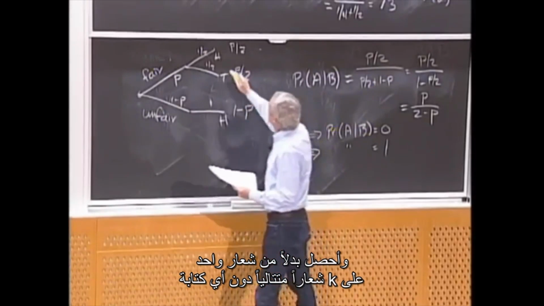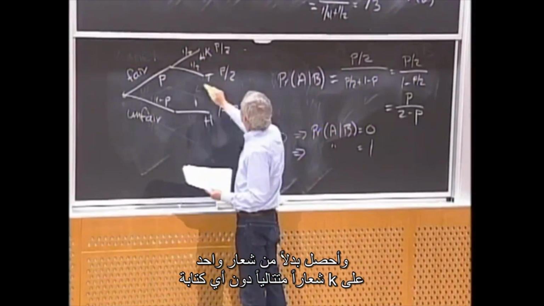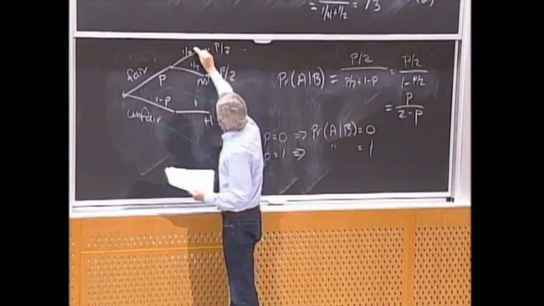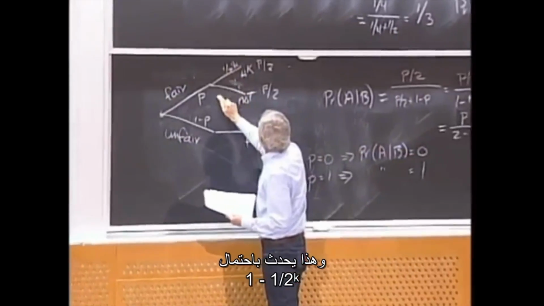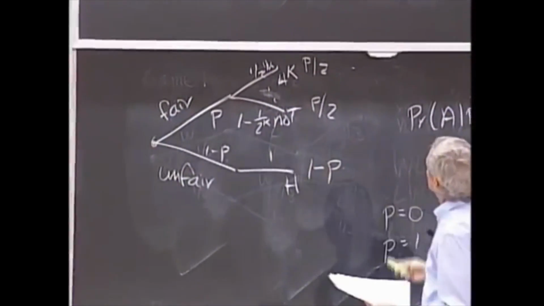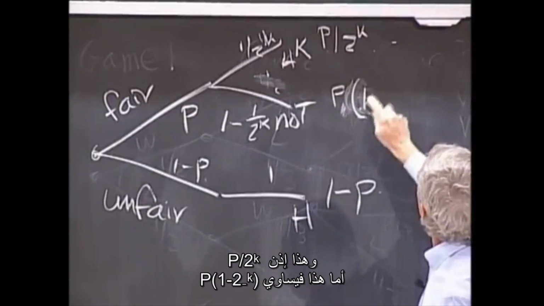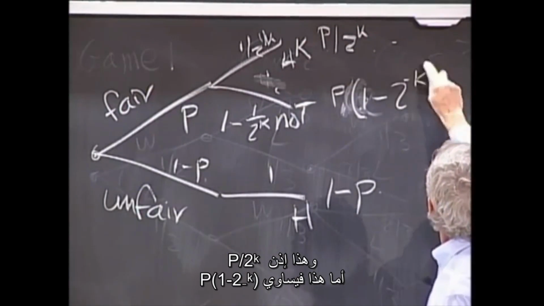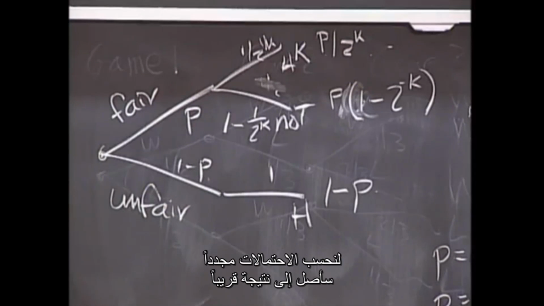So instead of a single heads, I get K straight heads and no tails. Well, this would happen with 1 over 2 to the K. This would happen with 1 minus 1 over 2 to the K. So this is now P over 2 to the K, and this is now P times 1 minus 2 to the minus K. Let's recompute the probabilities. I'm going somewhere with this in a minute.